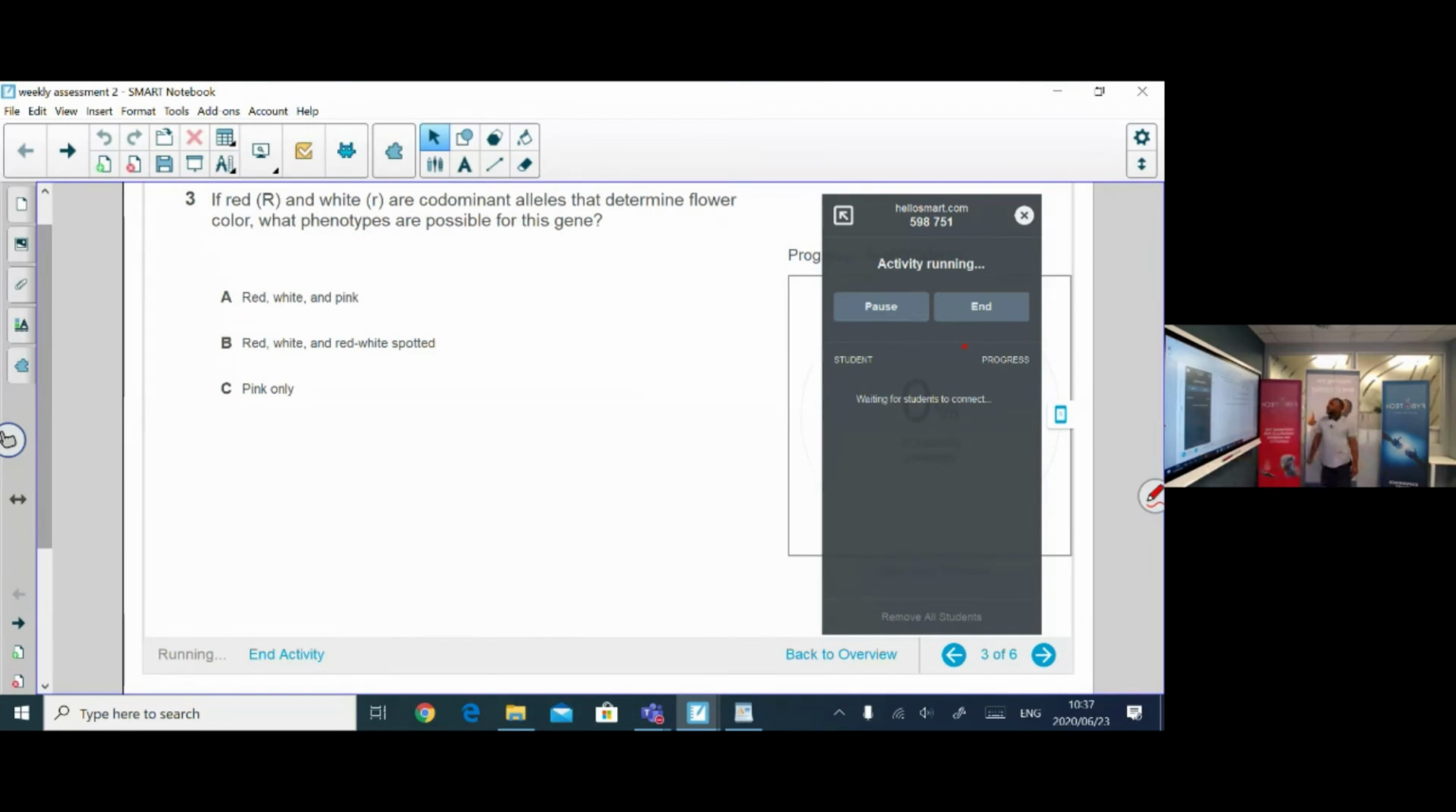Question 3. If red, denoted by the capital letter, and white are co-dominant alleles that determine flower color, what phenotypes are possible for this gene? Is it red and white, pink, red, white, and red-white spotted, or pink only?